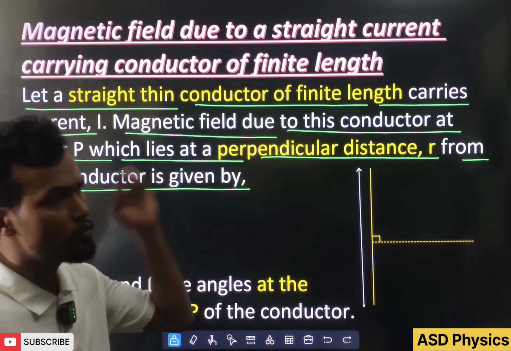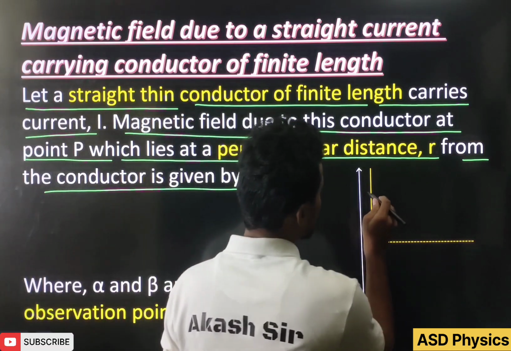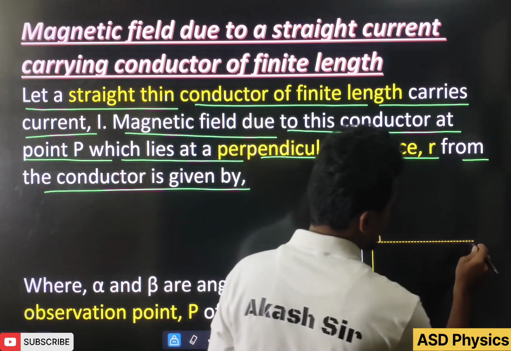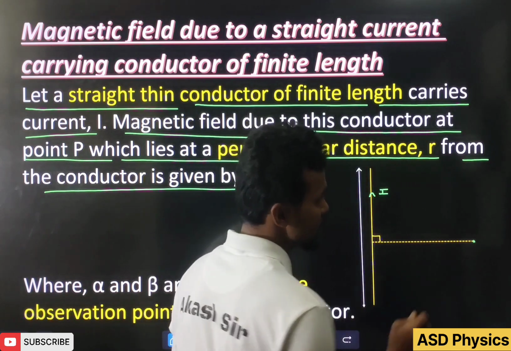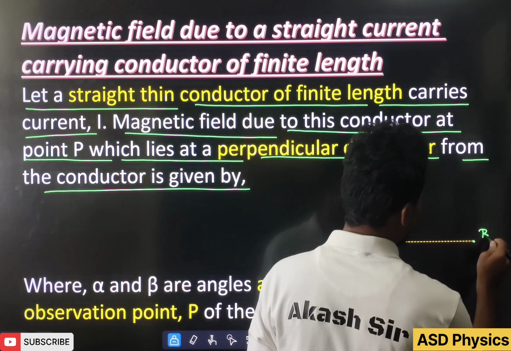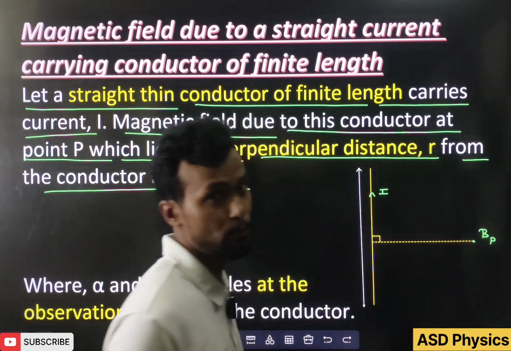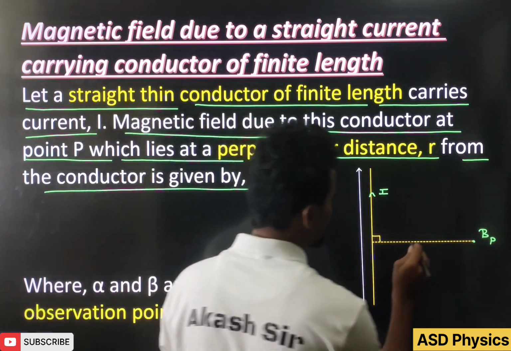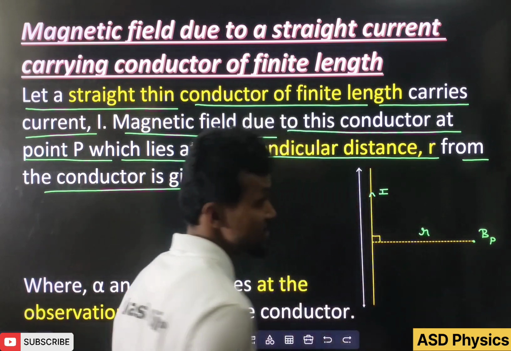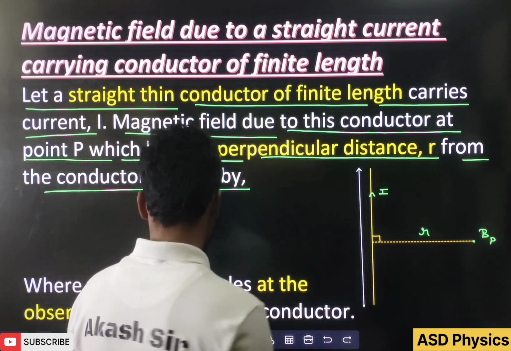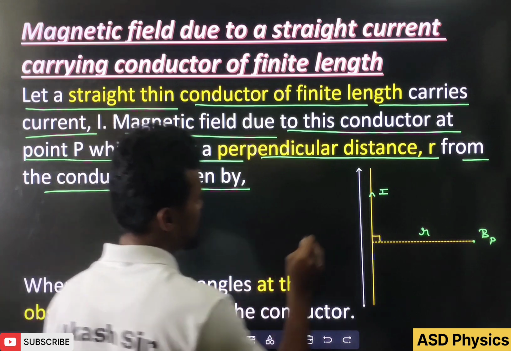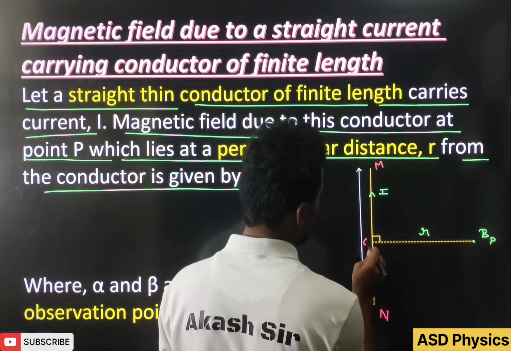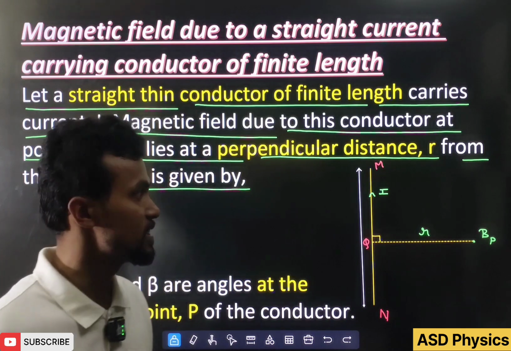So according to the introduction, there is one conductor and it is carrying the current I. Let's take point P here, and at this point P I want to calculate the magnetic field, that means BP. And what is the perpendicular distance? The perpendicular distance is small r. All this basic learning is very important. After that, as this is the finite length conductor, this end is M, this end is N, and let's take the perpendicular distance here.